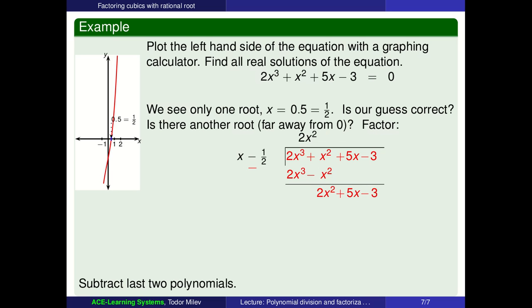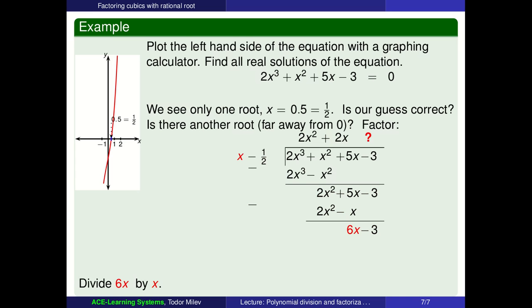Next, identify the highest order term in the intermediate dividend. That's 2x squared. 2x squared divided by x is, I'm sure you guessed it correctly, 2x. Next, 2x times x minus 1/2 is 2x squared minus x. Now, we subtract from the intermediate dividend 2x squared minus x to get 5x minus negative x, which is 6x, so we get 6x minus 3.